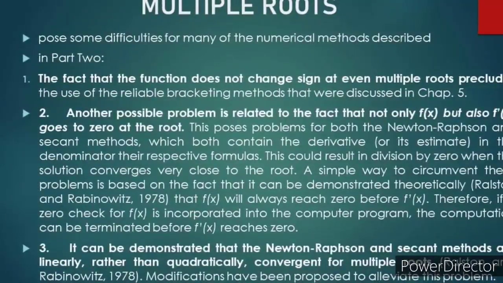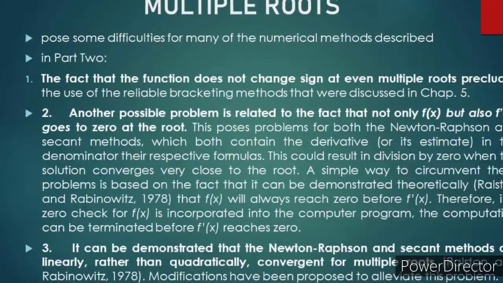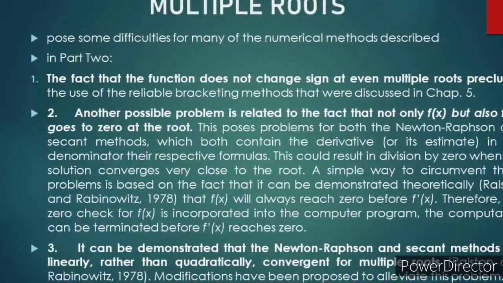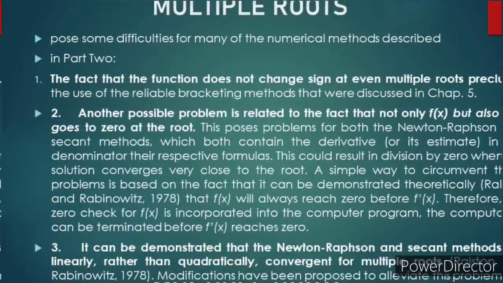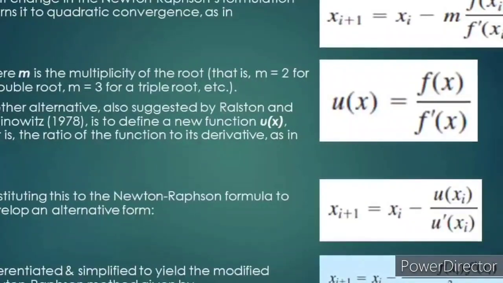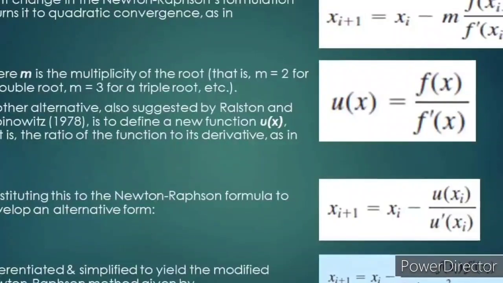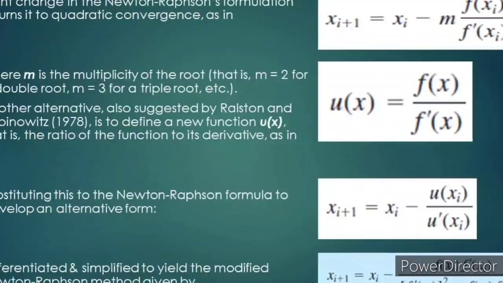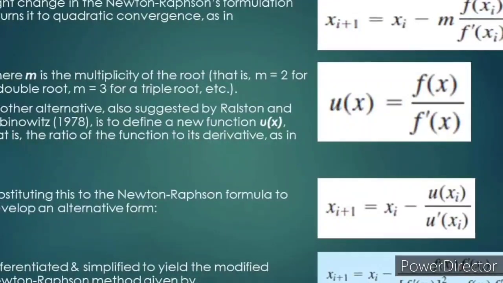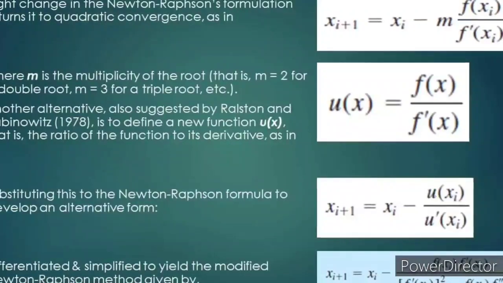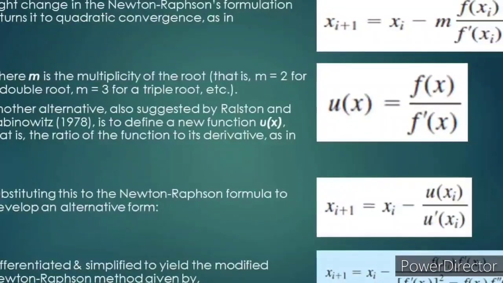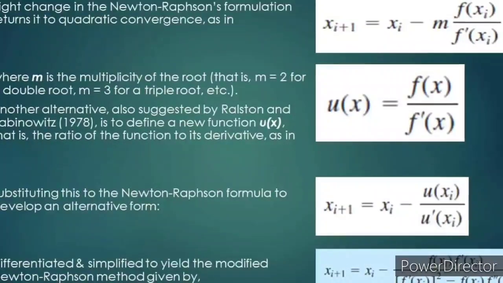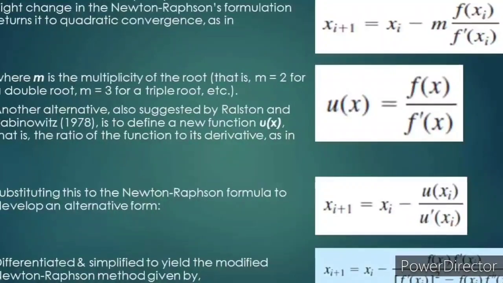It can be demonstrated that the Newton-Raphson and secant methods are linearly rather than quadratically convergent for multiple roots. Modifications have been proposed to alleviate this problem. Ralston and Rabinowitz in 1978 have indicated that a slight change in the Newton-Raphson formulation returns it to quadratic convergence, as in x sub i plus 1 equals x sub i minus m f(x sub i) over f prime(x sub i), where m is the multiplicity of the root, that is, m equals 2 for a double root, m equals 3 for a triple root, and so on.